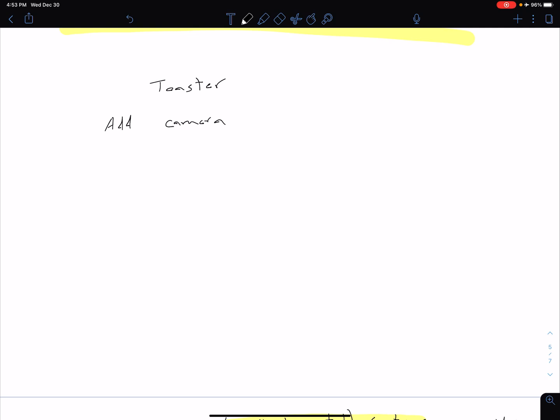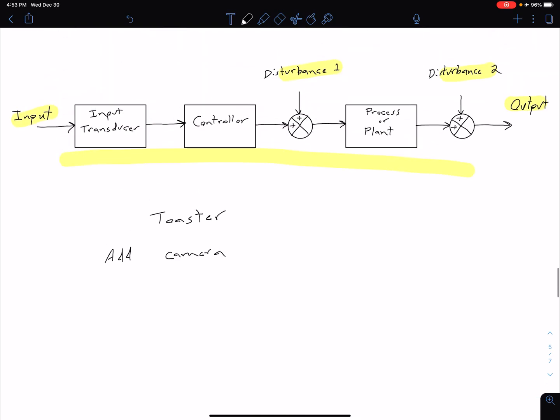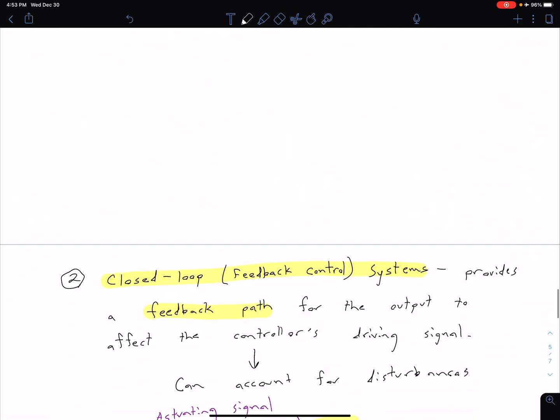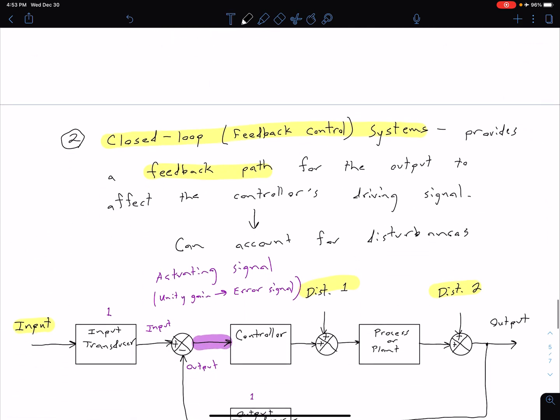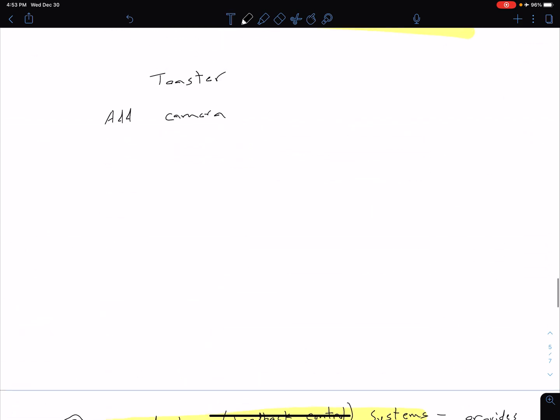So with that in mind, why would we want to use these open loop systems if we can have these closed loop systems that can account for disturbances? So we can ask ourselves the question, why use open loop systems? Think about that for a second, maybe even pause the video. It seems like if we can get more accuracy with a closed loop system, wouldn't that be preferable in pretty much any application?